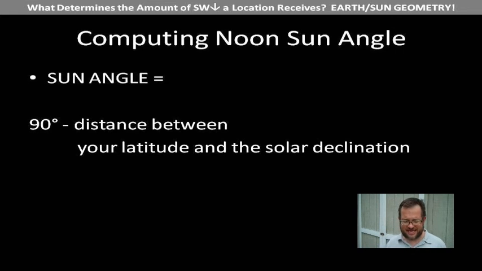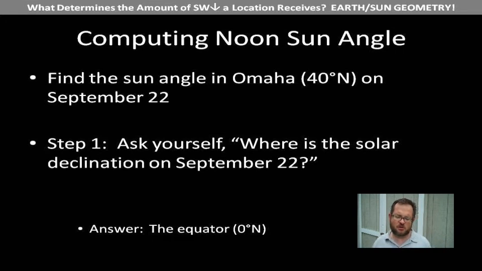Let me just sort of do an example here. Let's find the noon sun angle in Omaha on September 22nd. Okay, there's a couple steps we're going to follow here. First, ask yourself, what is the solar declination on September 22nd? There's a number of ways you can answer that.